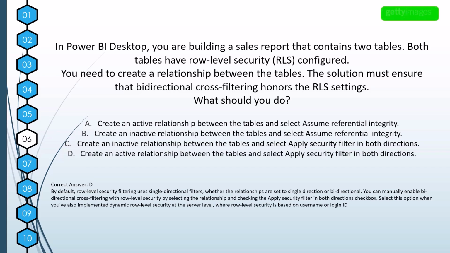Correct answer, D. By default, row-level security filtering uses single-directional filters, whether the relationships are set to single direction or bidirectional. You can manually enable bidirectional cross-filtering with row-level security by selecting the relationship and checking the Apply Security Filter in both directions checkbox. Select this option when you've also implemented dynamic row-level security at the server level, where row-level security is based on username or login ID.